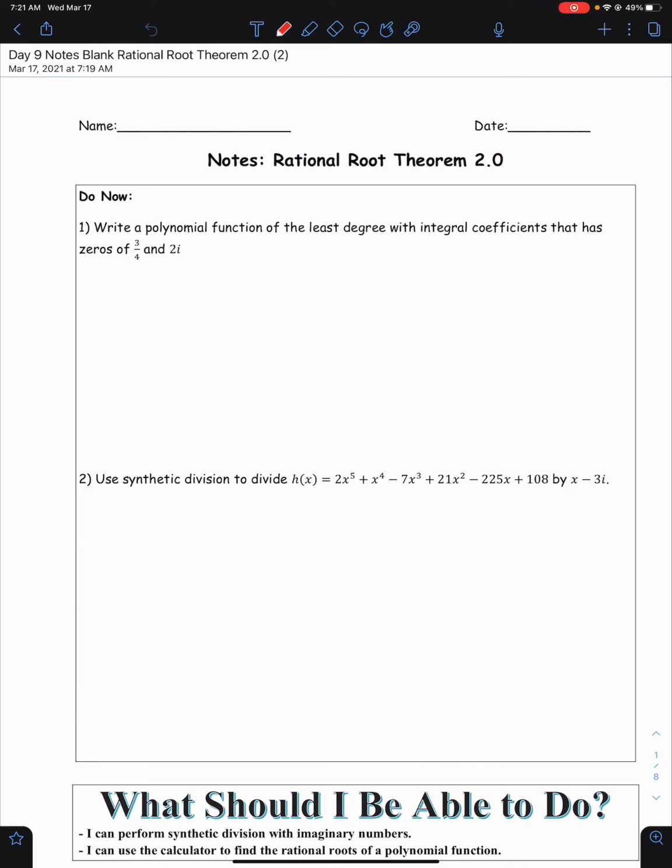So today we're just going to really be incorporating imaginary numbers and complex numbers into what we've been doing with synthetic division and finding zeros. So what I want you guys to do is do number one, and number two is using synthetic division with i's. It's just making sure you're good with the computations with i's. That's it. There's nothing really too new with number two. So go ahead, pause the video, and play it again once you're done.